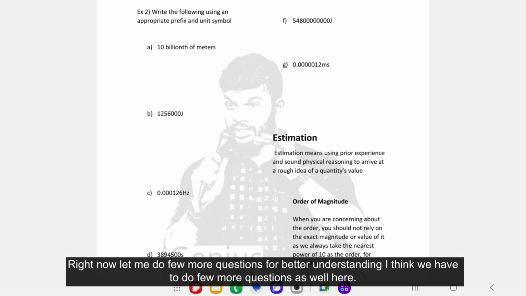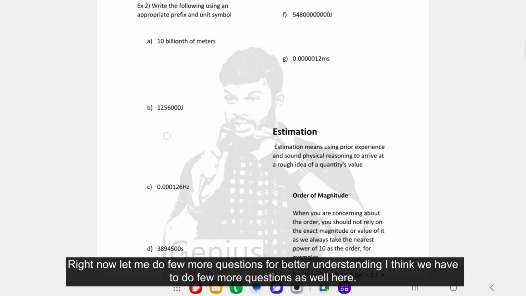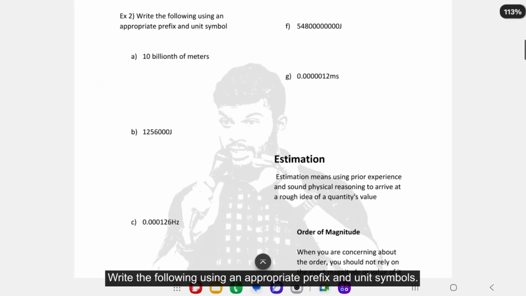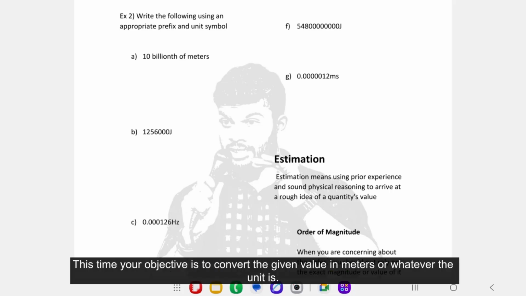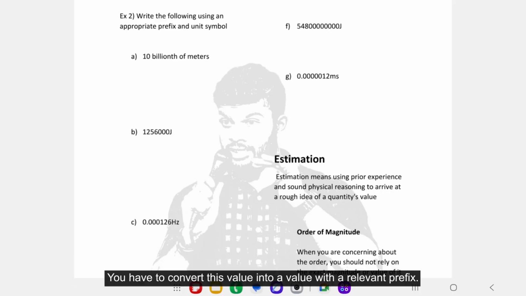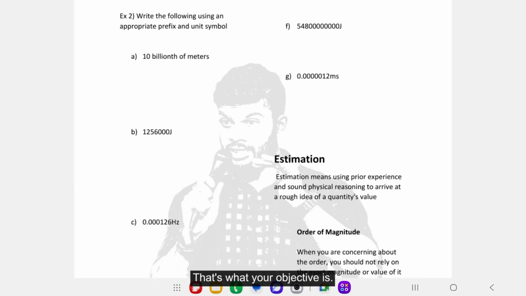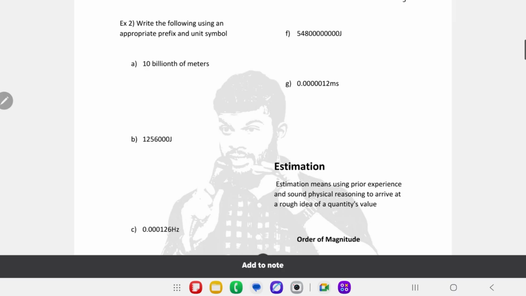Now let me do a few more questions for better understanding. Write the following using an appropriate prefix and unit symbols. This time, your objective is to convert the given value in meters, or whatever the unit is, into a value with a relevant prefix. So you have to choose a relevant prefix and represent the value. That's your objective. So the first value is 10 millions.